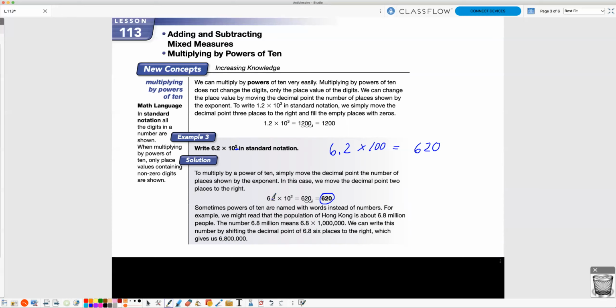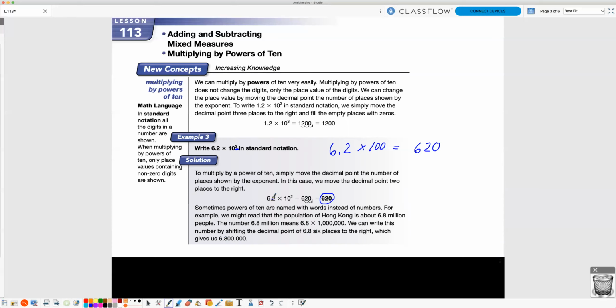Example 4, write half billion in standard notation. Well, half is the same as 0.5, and billion means we need to move that decimal place over to the right to match up with a billion. So there's a million, we need to have that many zeros. So we're moving it over 1, 2, 3, 4, 5, 6, 7, 8, 9 places to the right.